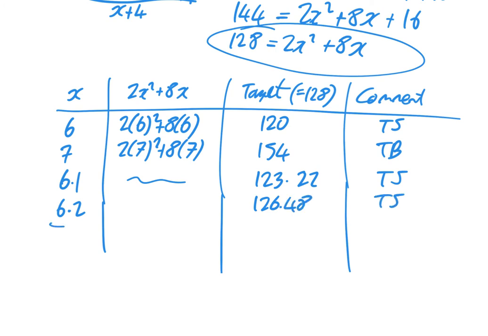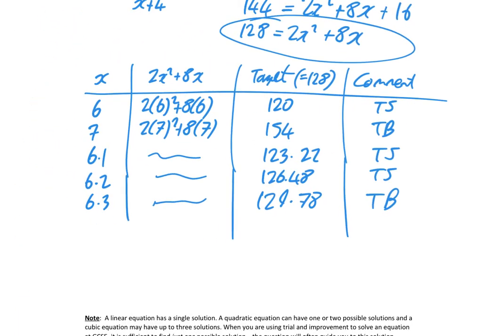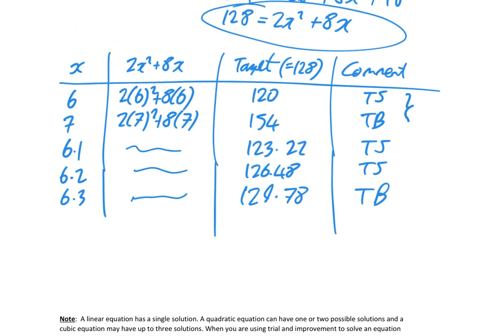And then 6.3 is going to do it for me. So 6.3, and again we edit those, change that to 6.3, and we just get there. So that was 129.78, which is too big. Okay, right, let's just check the question. Thankfully we only need to go to one decimal place. So what we've found so far, we know our answer lies between 6 and 7, and we also now know it lies between 6.2 and 6.3. So one of these will be my answer.